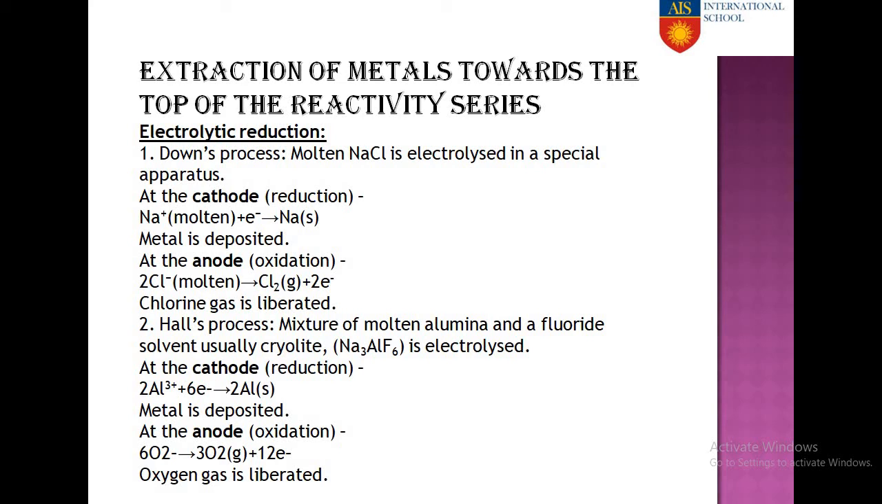NaCl, if you break it down in an aqueous solution, will release Na+ plus Cl-. Now Na+ is a cation, it will migrate towards the cathode, and Cl- is an anion, it will migrate towards the anode. Clear? Now Hall's process. There is a mixture of molten alumina and fluoride with a solvent, usually cryolite, Na3AlF6. Now why is this cryolite used? To lower the temperature so that it can withstand the temperature. Clear? Now the Na3AlF6 mixture is electrolyzed. At the cathode, aluminium gets deposited, and at the anode, oxygen gas is liberated.